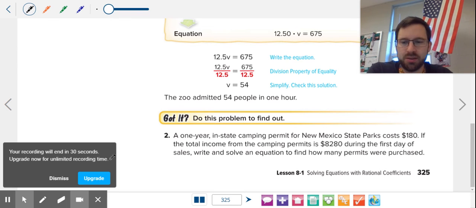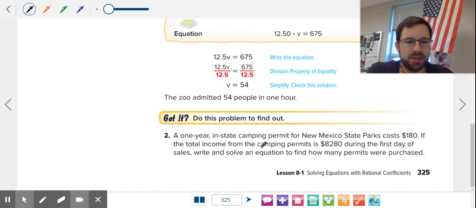A 1-year in-state camping permit for New Mexico State Parks costs $180. The total income from the camping permits is $8,280 for the first day of sales. Write and solve an equation to figure out how many permits were purchased. So it's $180 per permit the first day, $8,280. How do we get the number of permits? You take it, divide by 180.